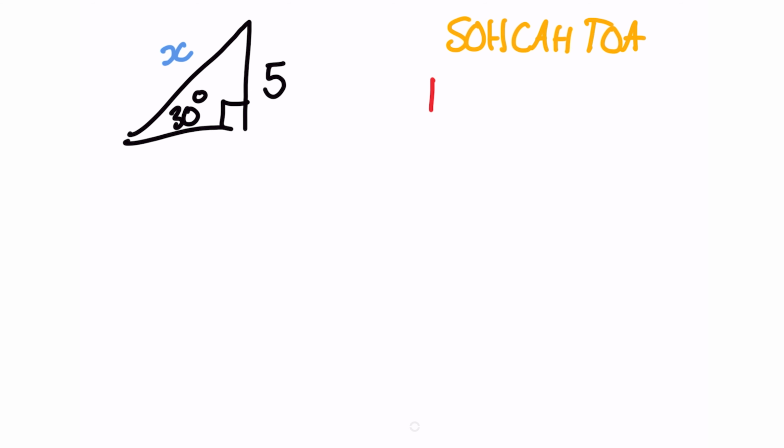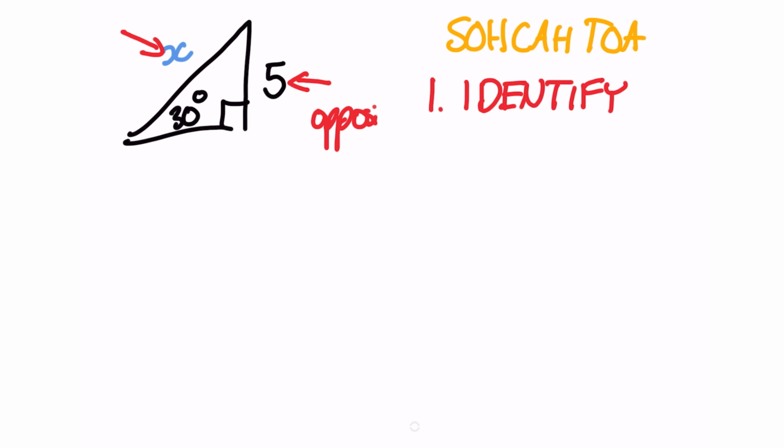Well, our first step is always to identify. And what I mean by that is we need to figure out what sides are important in this triangle. And that would be the 5 and the x. Now the 5 is in the opposite spot, as it is opposite the 30-degree angle. Now the x, that is in the hypotenuse spot, because it is on the longest side of the triangle. Not the adjacent, although it is adjacent to 30 degrees, the adjacent side is never the longest side.